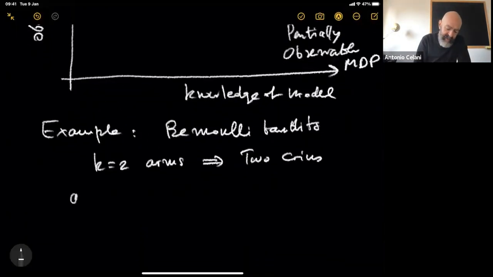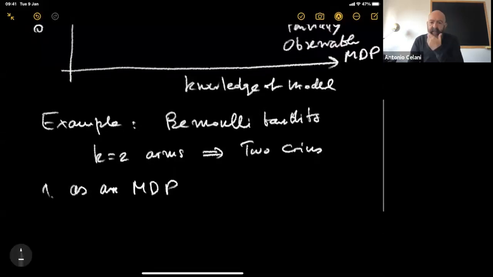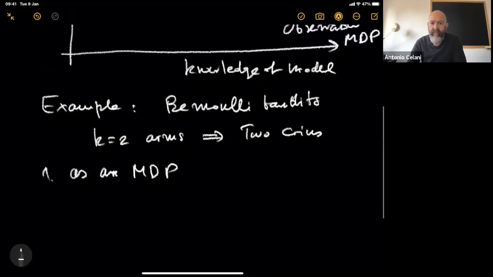So in the MDP setting, so as an MDP, what does it mean? Formulating this as an MDP, as usual, we have to define states, actions, and transition probabilities and rewards, okay? So what is the state for this system? First and foremost question. So the state for this system is the biases of the two coins, okay? So this is what defines the environment.